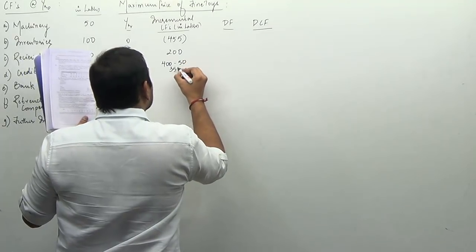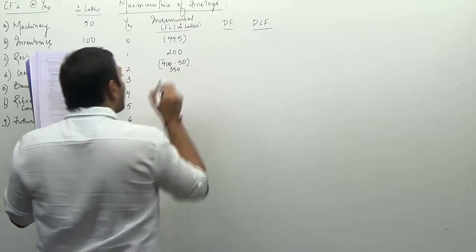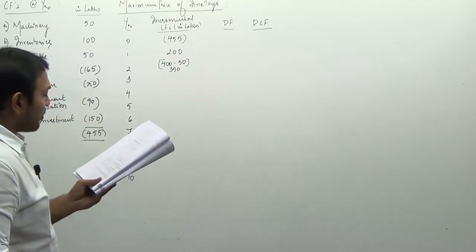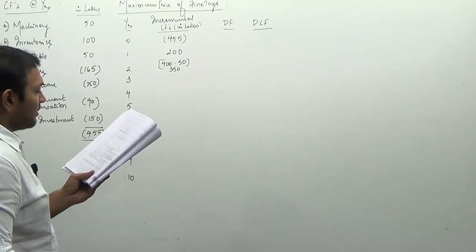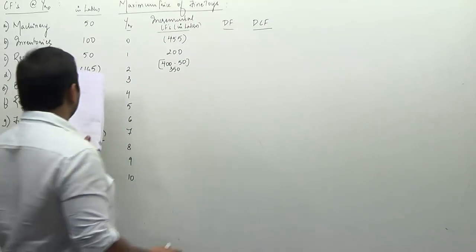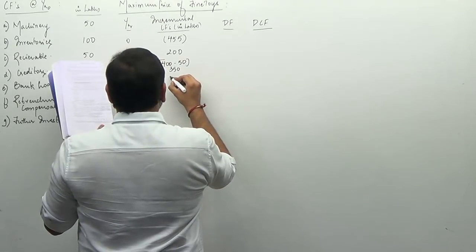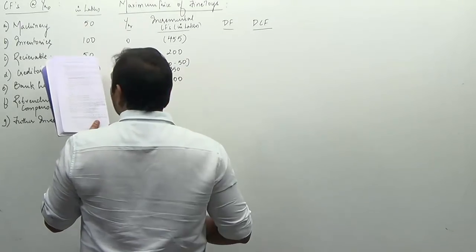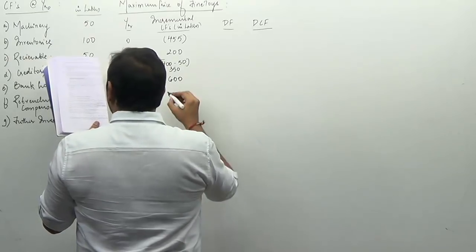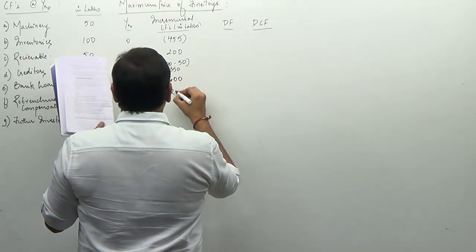Additionally, he has to invest some particular amount for the revamp of plant in year 2. Point number 4 he has given. So that will make it only 350. Year 3, 30 and 36. 6 or 600. 4, 32 and 44 is 1200.